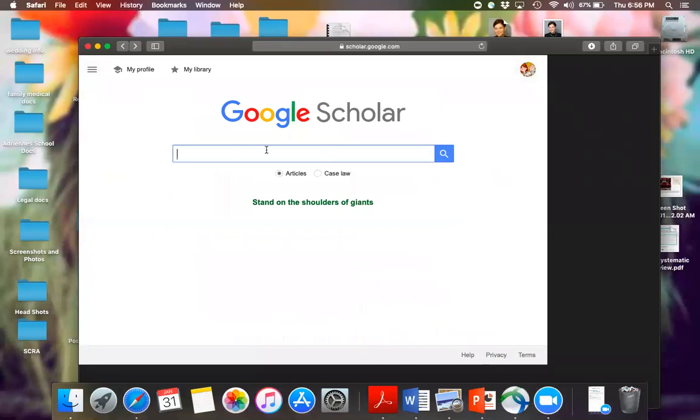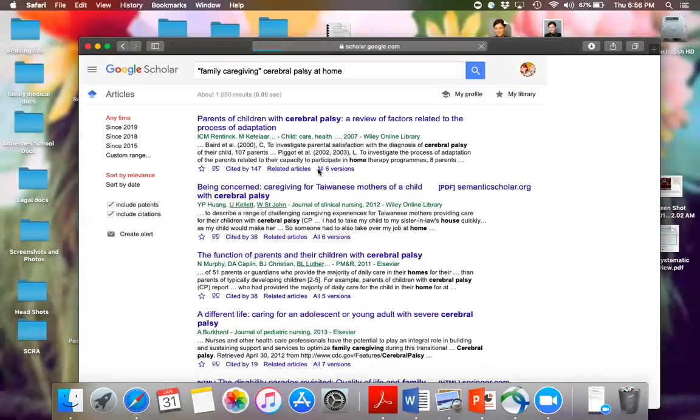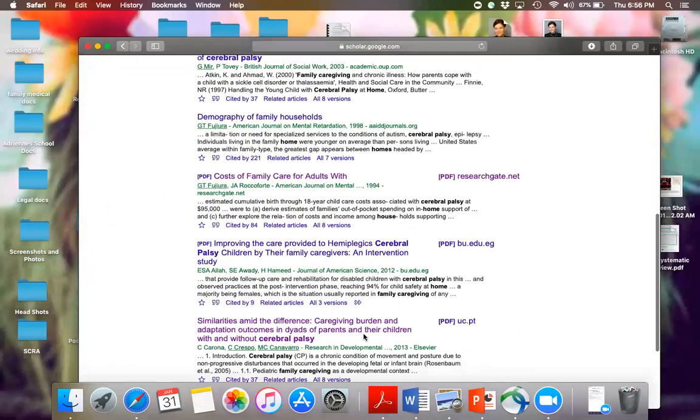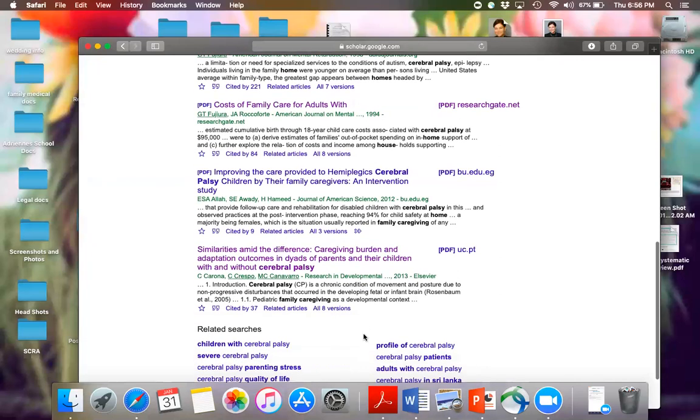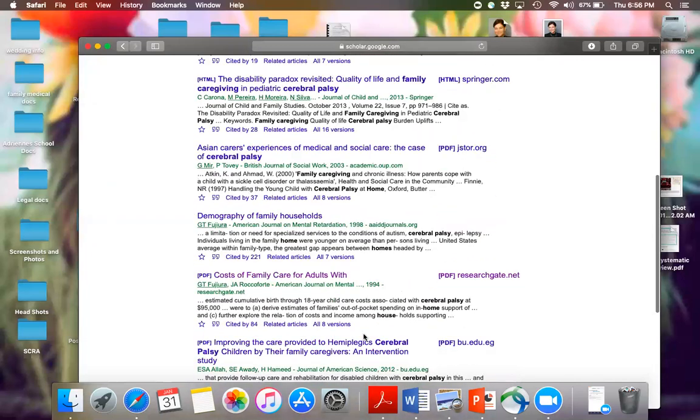So let's go back. This is what we had decided we were going to look at: family caregiving, cerebral palsy at home. And look at how many articles, only about 1,000. So that's hopeful, because that means that we won't have that many we need to scroll through. And you can see the ones that are purple are ones that I've already clicked on.